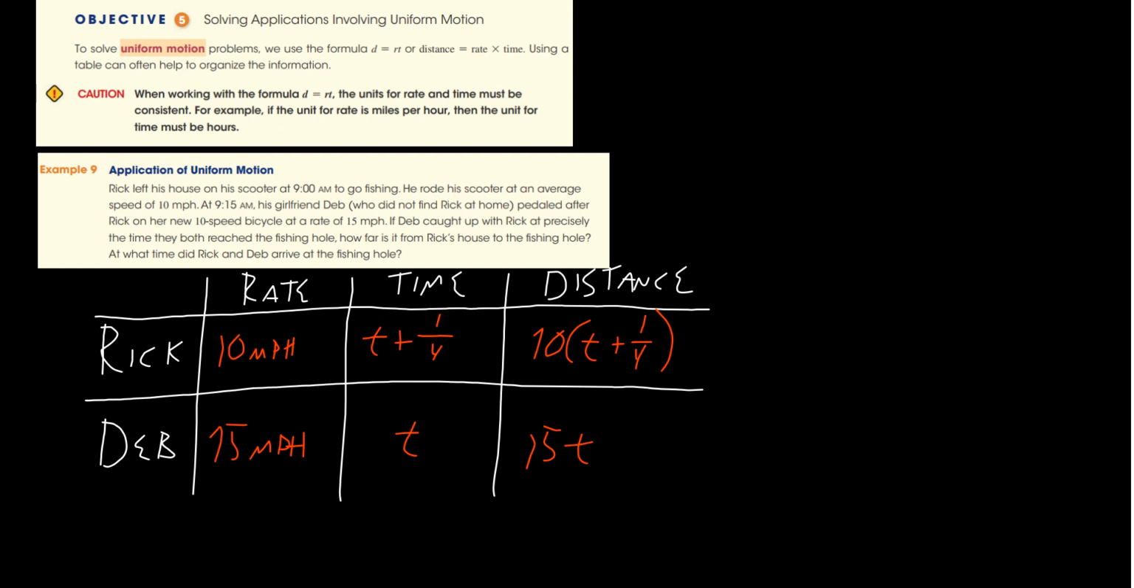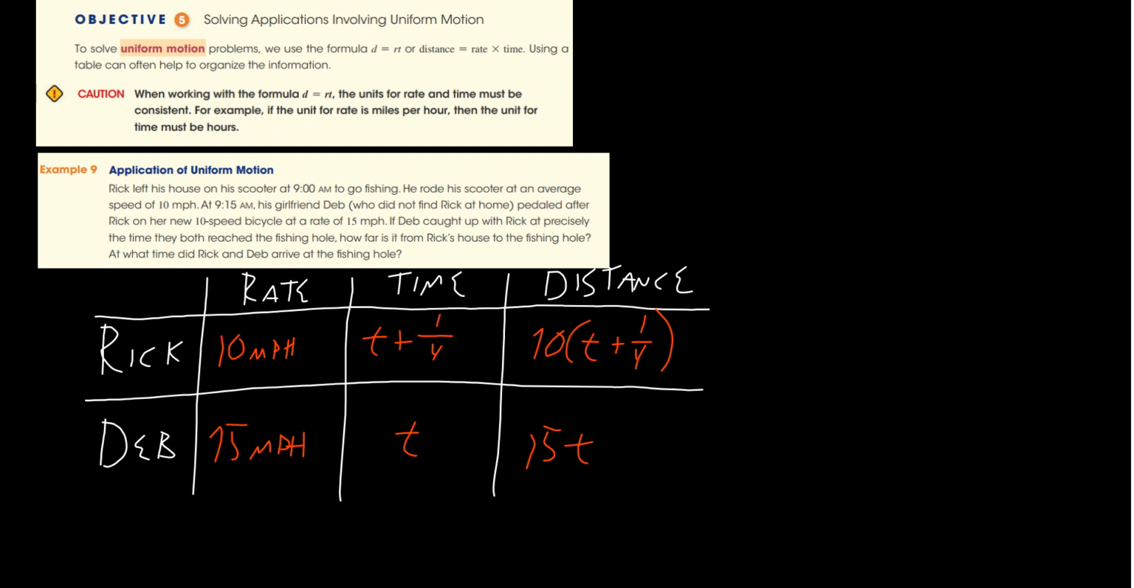Right, and here at the end of the problem, it reads, if Deb caught up with Rick at precisely the time they both reached the fishing hole, all right, precisely that time. So they will have gone that same amount of distance. Well, not necessarily the same amount of distance for one another, but they met there at the same time. Their distances that they traveled are the distances that they traveled. I know that's not very eloquent, but it's true.